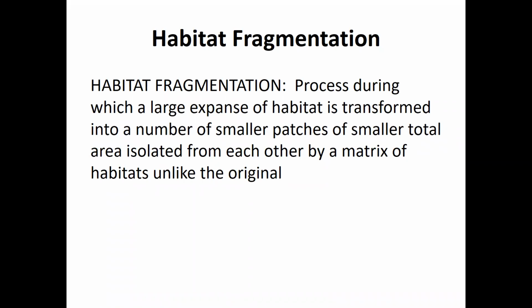so essentially, we're talking about a continuous large area that's transformed into smaller patches. And those smaller patches are isolated from each other by some other type of habitat that is not ideal for wildlife, and it's not the original habitat. Okay, so there's essentially a complete area of prime habitat transformed into a matrix in which you have small patches of prime habitat separated by larger areas of non-ideal habitat.